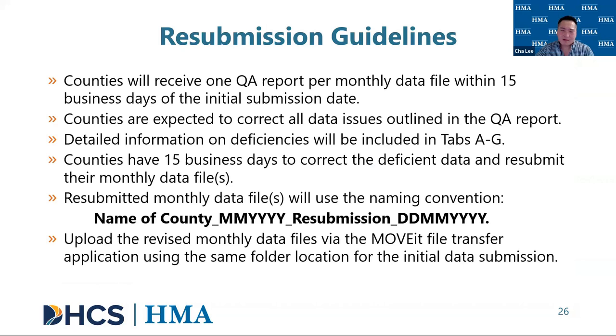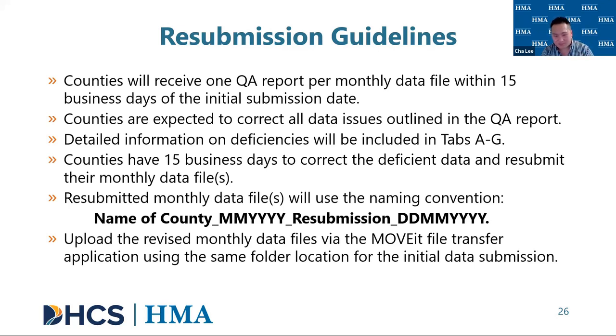Resubmission guideline. County will receive a QA report per monthly data file within 15 business days of the initial submission date. Counties are expected to correct all data issues outlined in the QA report. Detailed information on deficiency will be included in tab A through tab G of the QA report. Everything the HMA team reports is at the patient level. So for every patient, the county will know exactly what's wrong with the data point, and then they can fix those data points.